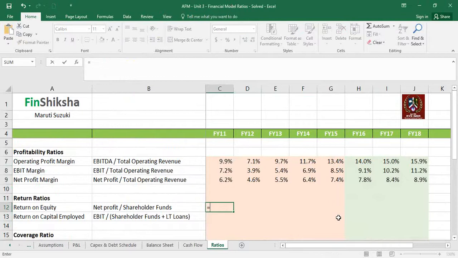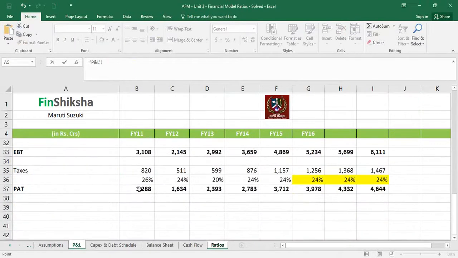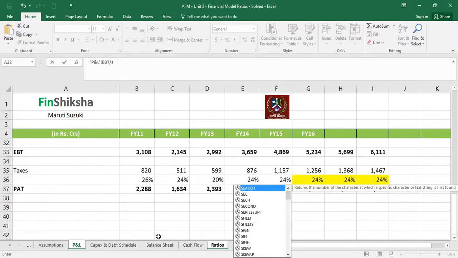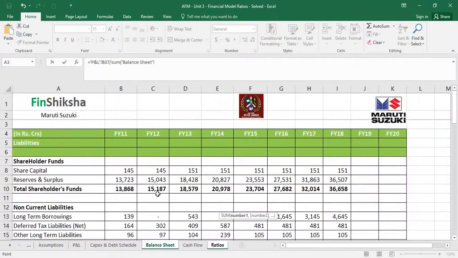So the return on equity is calculated as net profit divided by, on my balance sheet, the sum of, in fact, that's available as a sum, so I don't need that. I can just delete this and just put the total shareholder funds here.